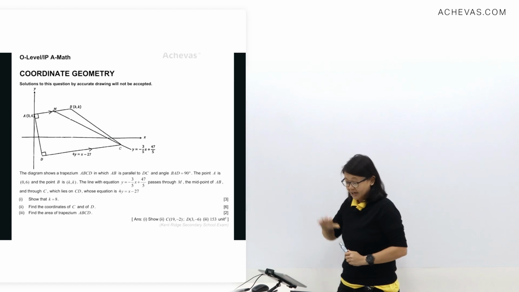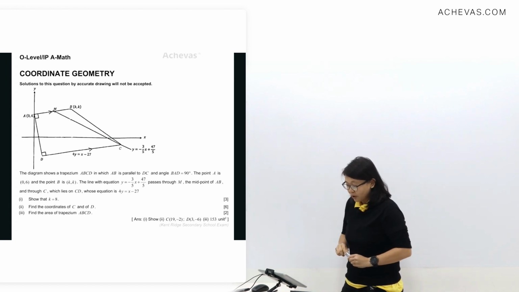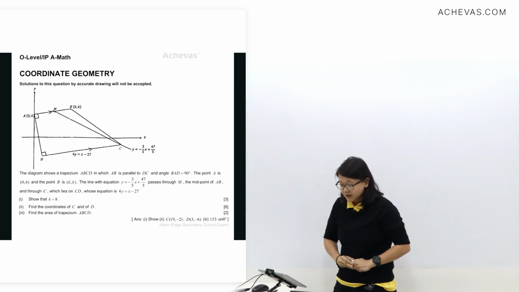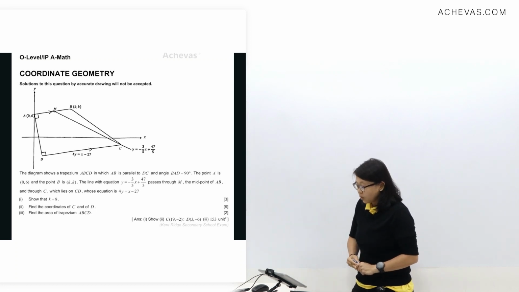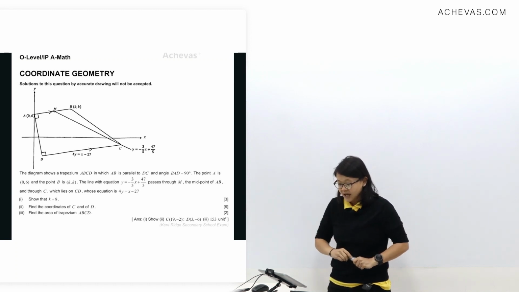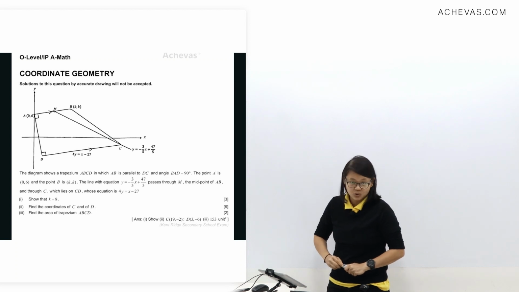equals 90 degrees. You'll notice everything is in. The point A is (0, 6) and the point B is (k, k), and all are in. The line with equation y equals negative 3/5 x plus 47/5 passes through M, the midpoint of AB, and through C, which lies on CD, whose equation is y equals x minus 27.